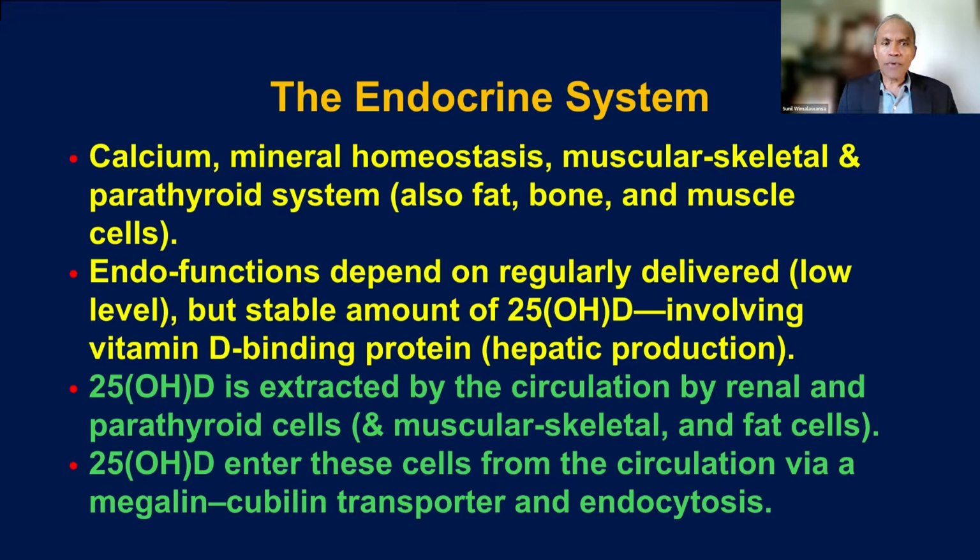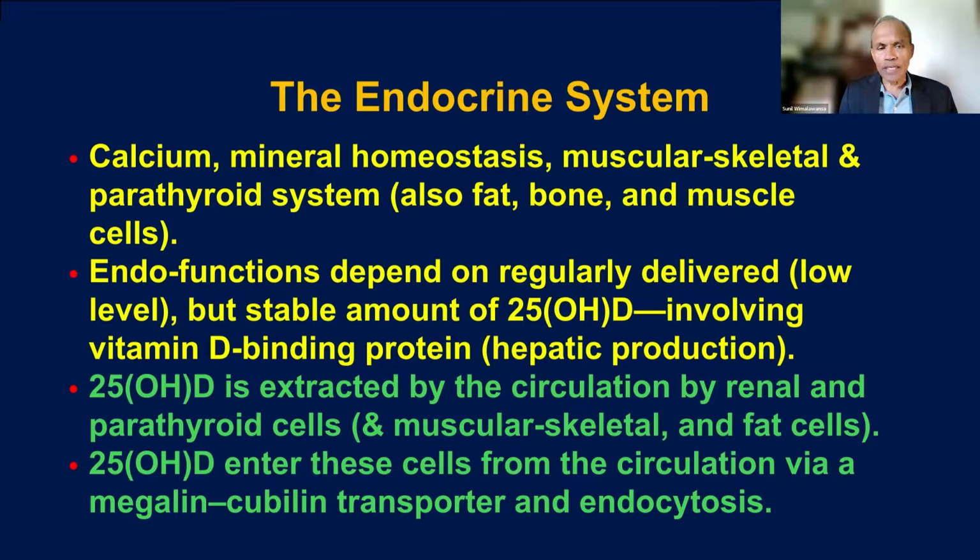So these endocrine functions depend on this regular delivery of 25-hydroxy D. The liver functions are crucial to get adequate 25D to the renal tubules, so that the renal tubules can generate calcitriol and secrete it back into the circulation. That's why we call it the endocrine function.